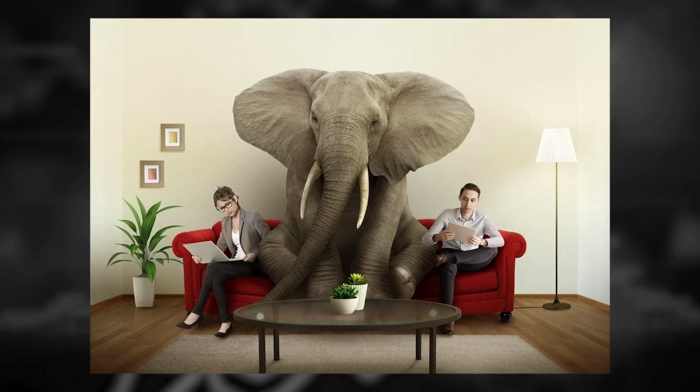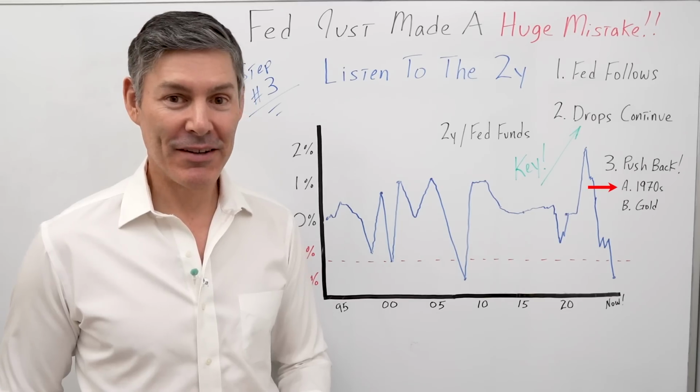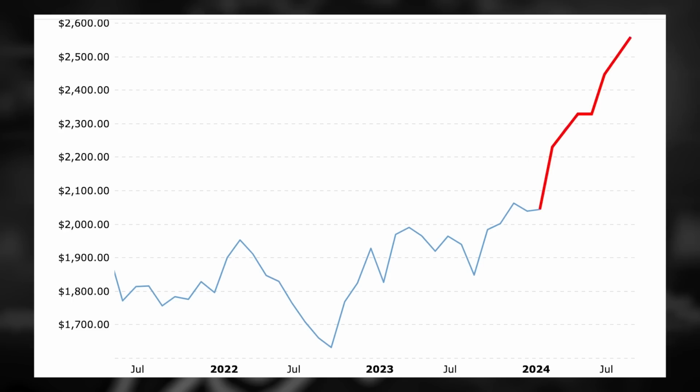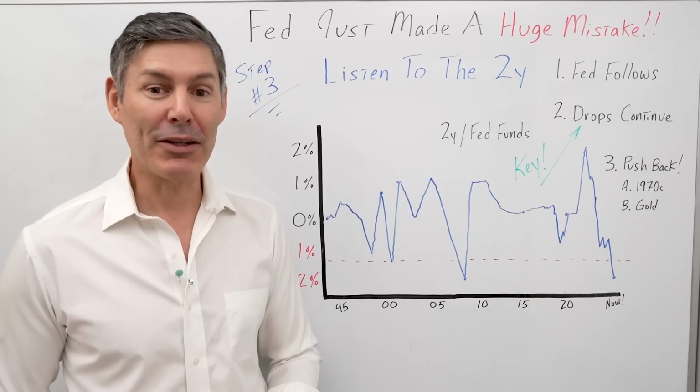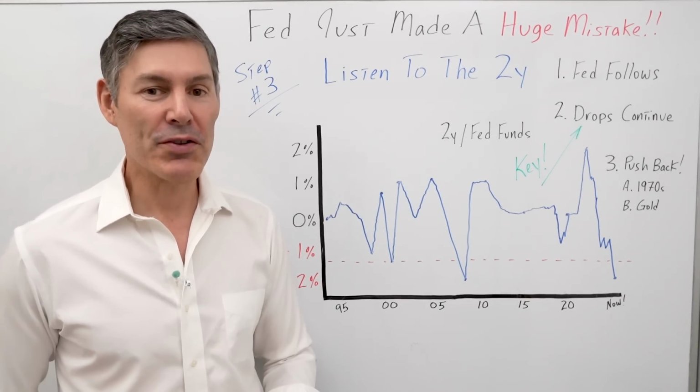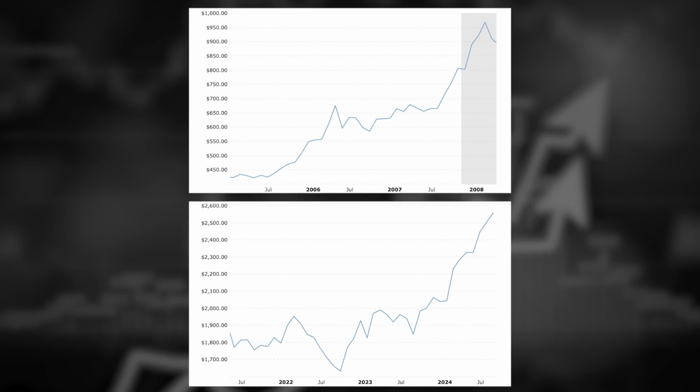The elephant in the room is obviously the 1970s. In fact, the gold price lately has been ripping higher, telling us that the Fed is dropping rates too soon. Not that the Fed hasn't dropped rates enough. All right, well, first, let's go back, and I want to compare two charts.